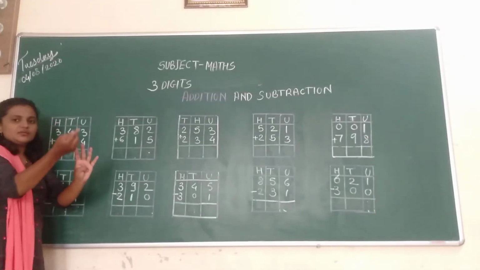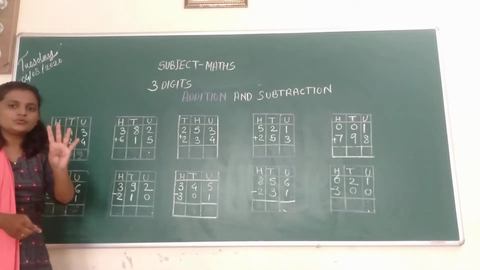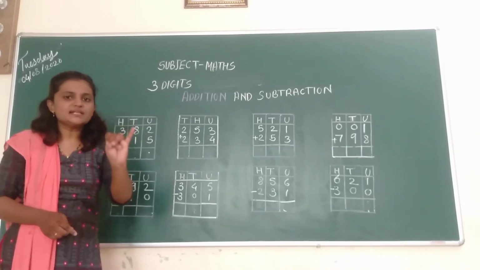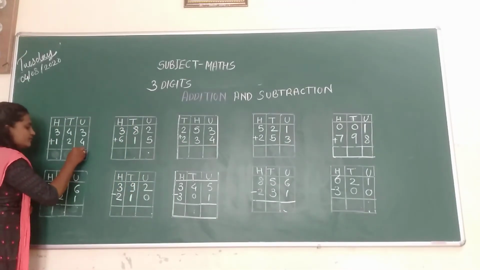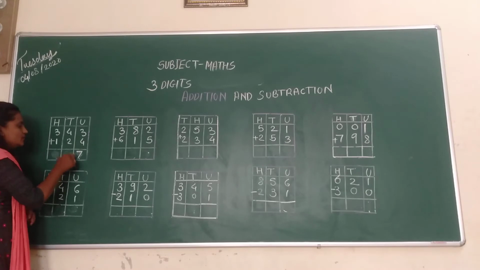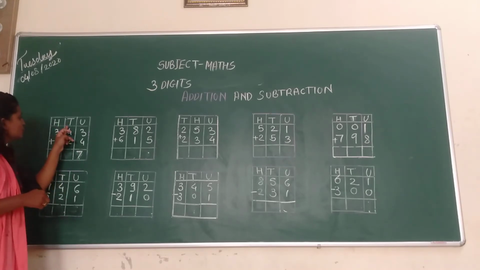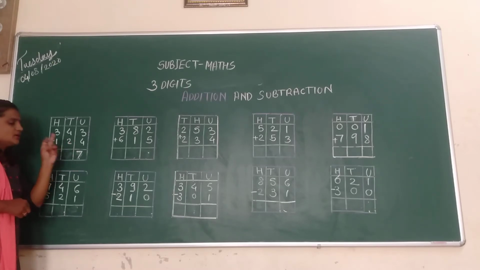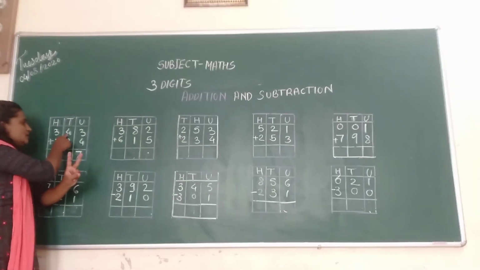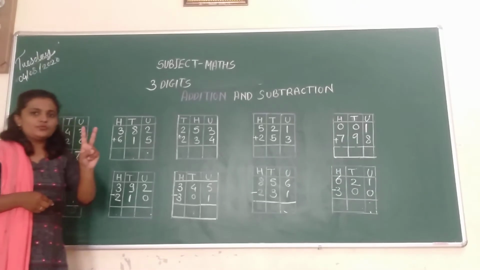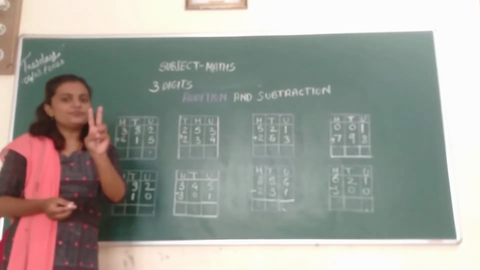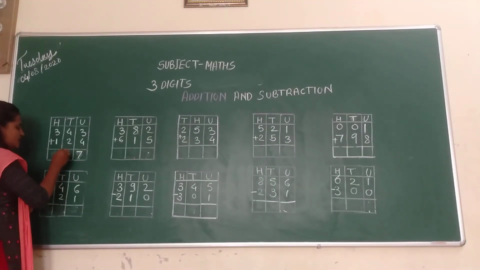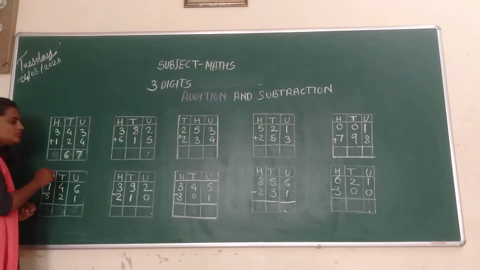3 ke aage kaun sa number hota hai? 4. To hum logo ko 4 se count karna hai. 4, 5, 6, 7. So 3 plus 4 is 7. Now students, you have to do tens place addition. 4 plus 2. Okay students, take 2 fingers and count forward from 4. 4 ke aage se kaun sa number hota hai? 5. 5, 6. So 4 plus 2 is equal to 6.